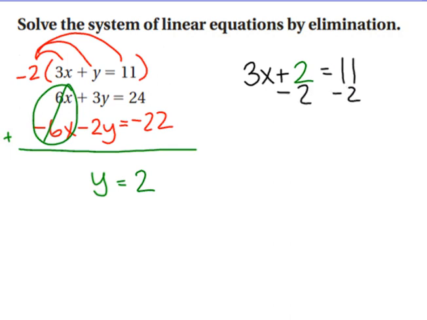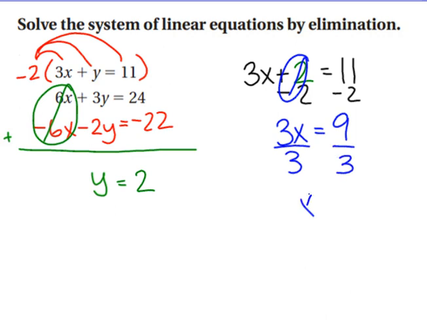Subtract 2 from both sides. We get 3x equals 9, and so 1x must be equal to 3. Okay, write it as an ordered pair. x is 3, y is 2.